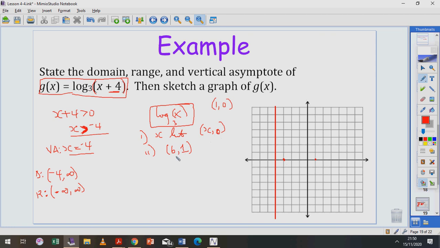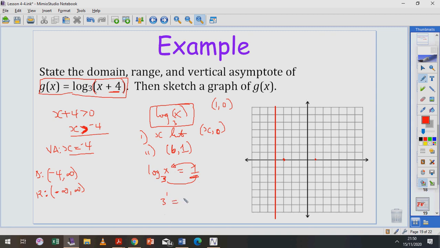The next point I look for is the point where the y value is 1, and I need that x value for which the y value is 1. So for this parent graph, log base 3 of x, what value of x makes the y value equal to 1? To solve this equation, I'm asking myself, to what power do I raise 3 to get x? So I'm just going to do the reverse cycle. This goes to that, that goes to that.